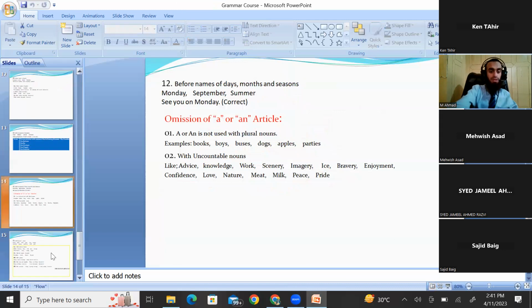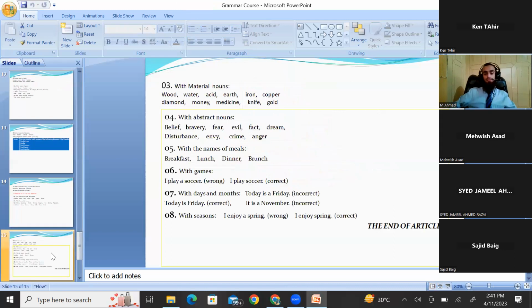Okay, next you have material nouns. Material nouns, we will discuss these noun kinds in the very next lecture in the grammar parts of speech. What are the kinds, and what differentiation is done so far, on which basis?